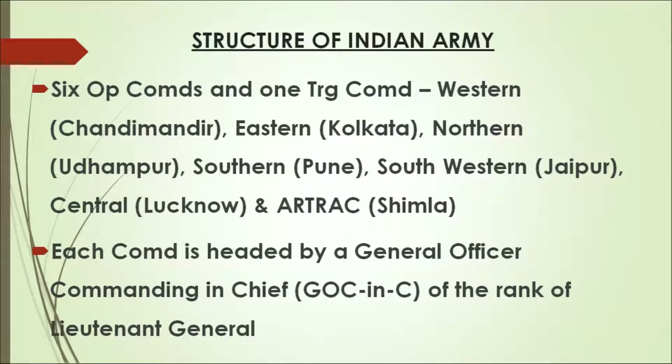The structure of the Indian Army is in 6 operational commands and 1 training command. We have the Western Command in Chandimandir, the Eastern Command in Kolkata, the Northern Command in Udhampur, Southern Command in Pune, Southwest Command in Jaipur, Central Command in Lucknow, and the Army Training Command in Shimla. Each of these commands is headed by the General Officer Commanding in Chief, or in short, we call him GOC-in-C, of the rank of Lieutenant General.